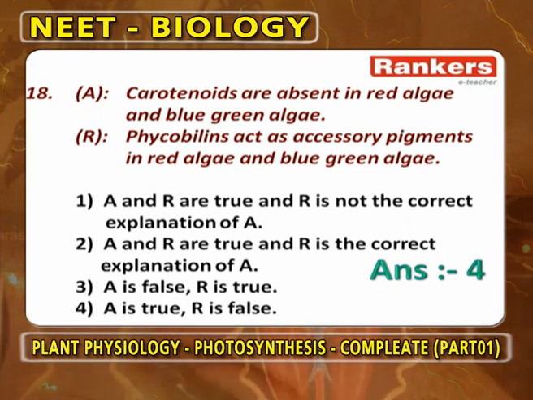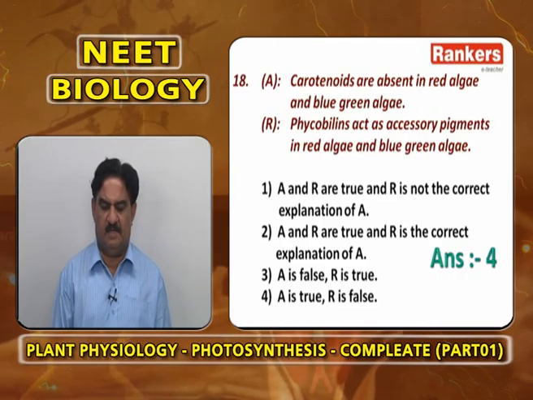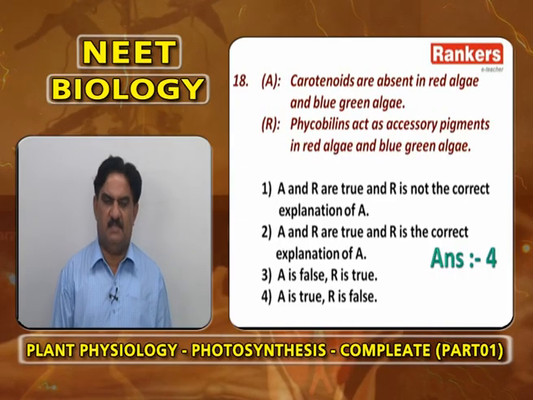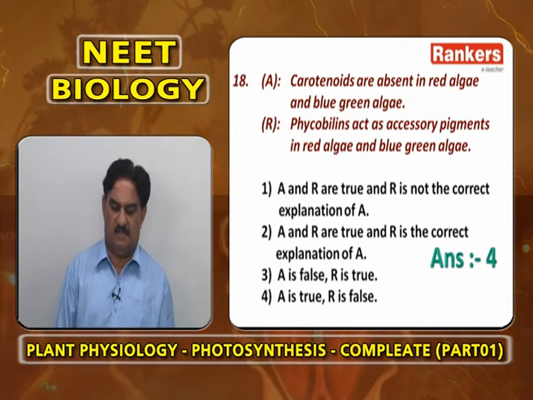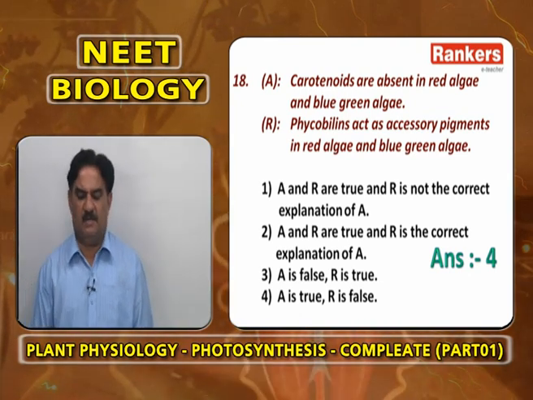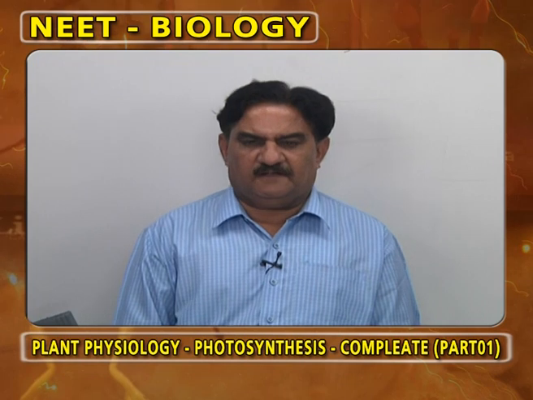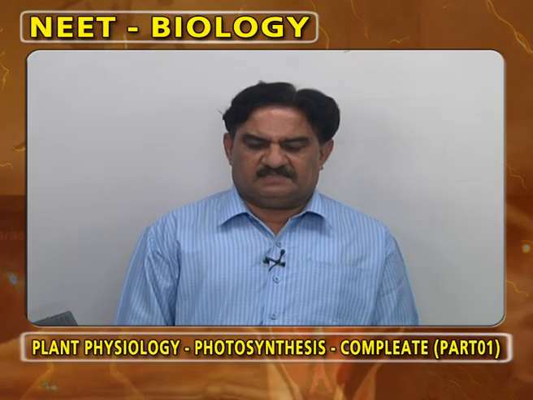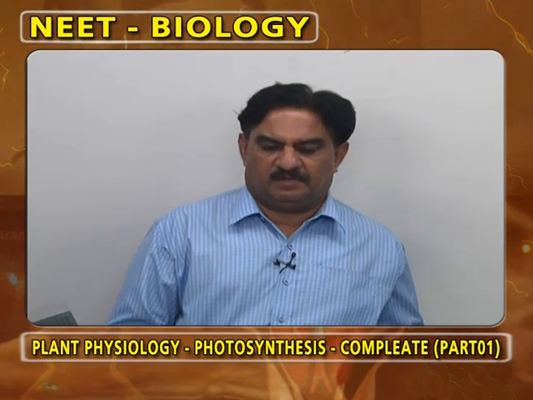Here options are changed. A is false, R is true, A is true, R is false. Phycobilins act as accessory pigments in red algae and blue-green algae. For this, the answer must be 3. A is false and R is true. Carotenoids are absent in red algae and blue-green algae is false. Phycobilins act as accessory pigments in red algae and blue-green algae is correct.